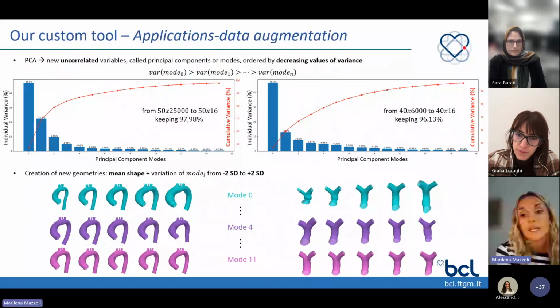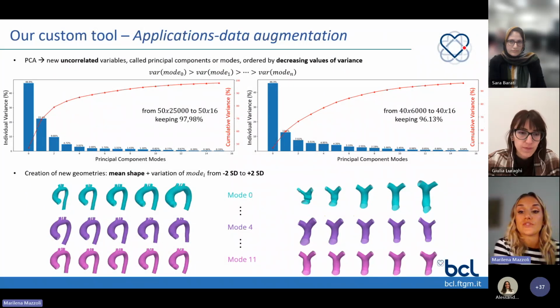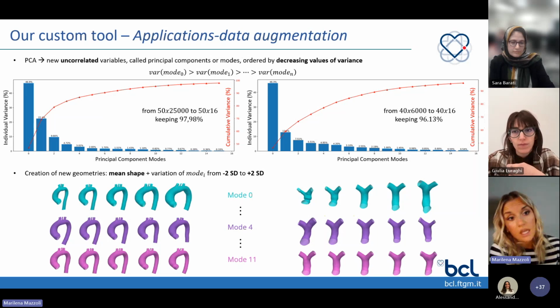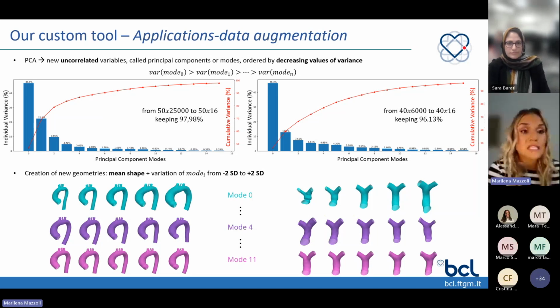In each of the previous two examples, we also took advantage of the registration to make data augmentation through the application of principal component analysis. In this way, it is possible to obtain also a larger number of novel realistic geometries. The principal component analysis is a process for dimensionality reduction, which produces new uncorrelated variables called modes, ordered by decreasing values of variance.